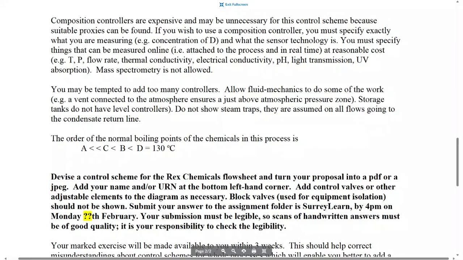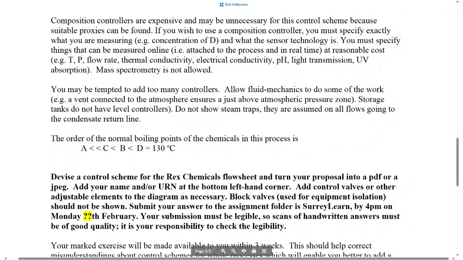You must specify things that can be measured online, for example, attached to the process and in real time at reasonable cost, like, for example, temperature, pressure, flow rate, thermal conductivity, electrical conductivity, pH, light transmission, or UV absorption. However, mass spectrometry is not allowed.